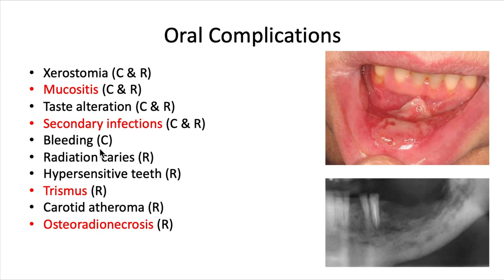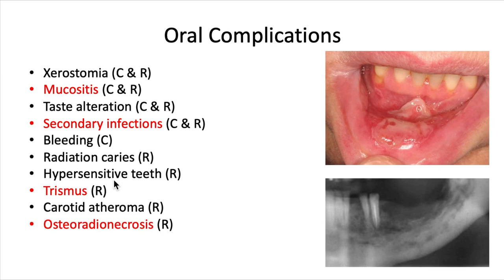Radiation caries typically begin on the labial surface of teeth near the gum line, and they progress very quickly thanks to the decreased salivary flow and the increased acidity of the saliva. Hypersensitive teeth has the same etiology as radiation caries, once again a function of radiation damage to the salivary glands.